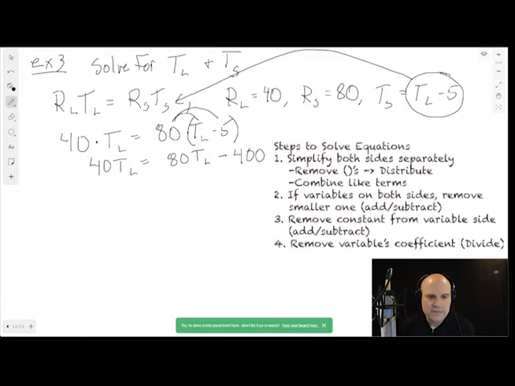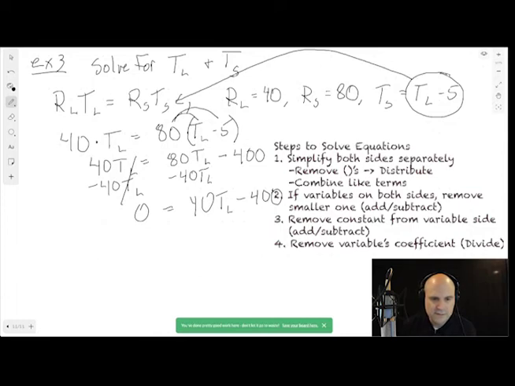Second step, get rid of smaller variable term. If there's variable terms on both sides, there is. So boom, you're gone. 0 is left on the left side. 40 t of L minus 400 on this side. Okay, just got a little messy, sorry.